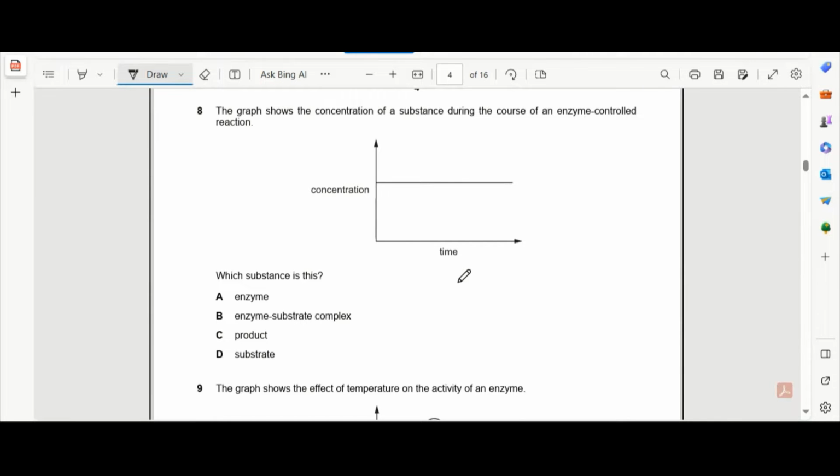Number 8, the graph shows the concentration of a substance during the course of an enzyme-controlled reaction. Which substance is this? This is clearly A, enzyme. This is because enzyme is a catalyst. A catalyst does not change concentration as the reaction proceeds. The concentration of enzyme will remain the same. So 8A will be the only answer.